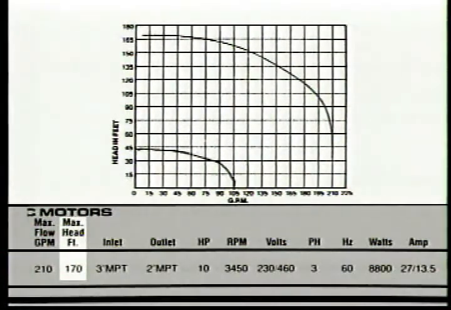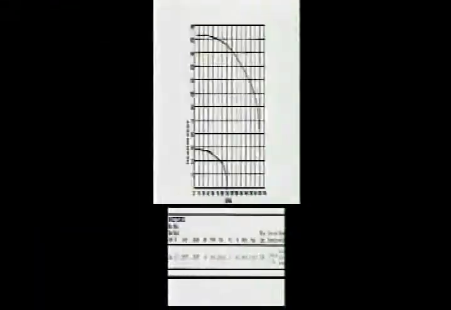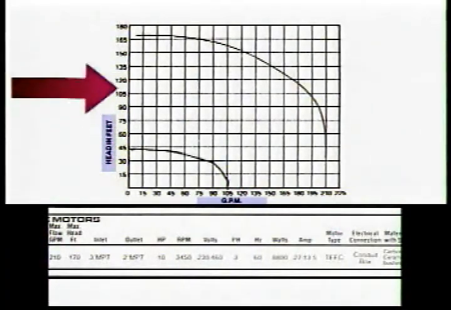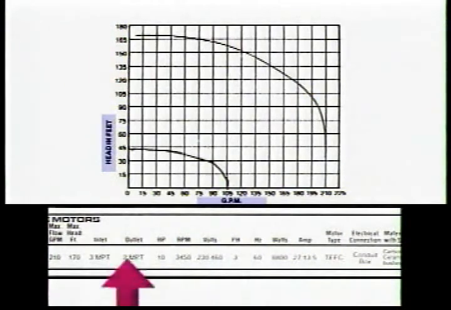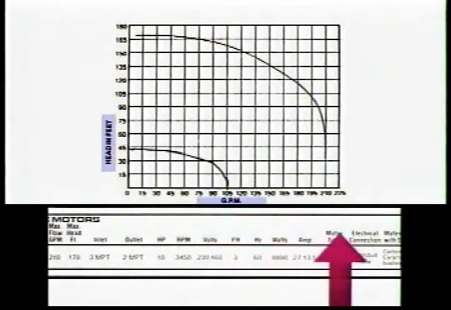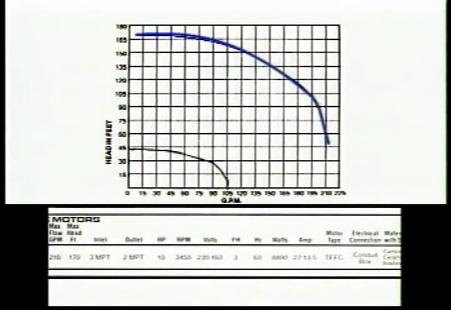This one is for a pump designed to develop 170 feet of head and deliver up to 210 gallons per minute. The chart relates the pump's head capacity and its flow capacity to each other. This is done by plotting head vertically up the side like this, and the flow horizontally across the bottom like this. The pump's performance curve here indicates how much head will be produced at a particular flow rate.